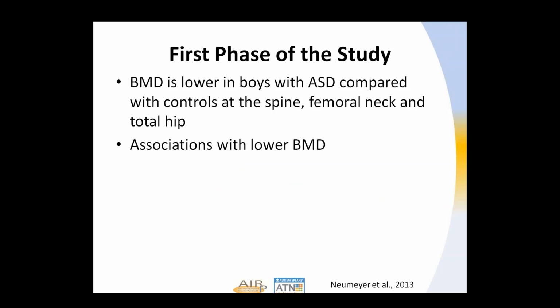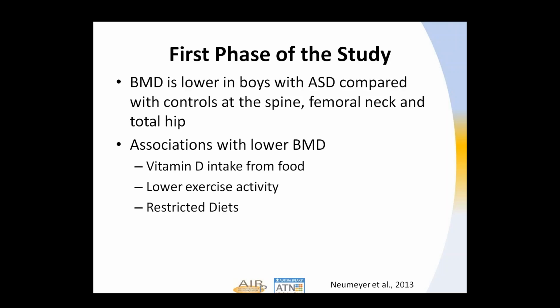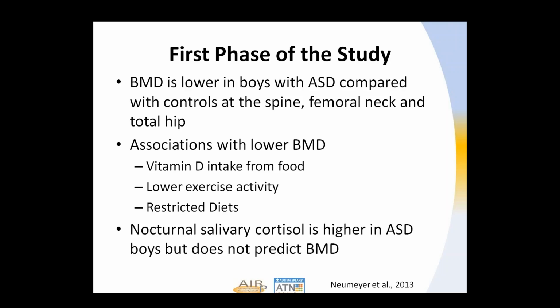So what's more important is that we found some associations within this group who had lower bone mineral density. Children who had low vitamin intake from food tended to have lower bone density. If the exercise activity was lower, then they had lower bone mineral density. And if they had a restricted diet with low calcium, then they had lower bone mineral density. We also found that nocturnal salivary cortisol is higher in autistic boys, but that did not predict bone mineral density.